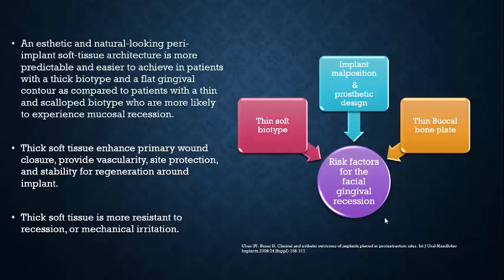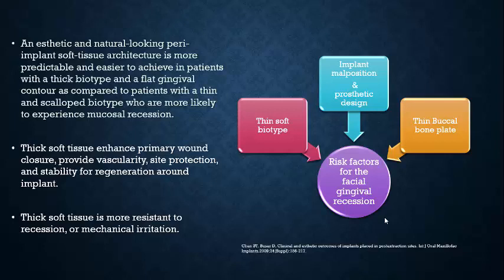Also, implant position and prosthetic design are other factors. If we place the implant more buccally, or if we tilt the implant more buccally, we will end up with bone loss and gingival recession because of the malposition of the implant. Also, in the prosthetic design, if the crown or abutment is too bulky and pushing against the gingiva, this can cause gingival recession over time too.